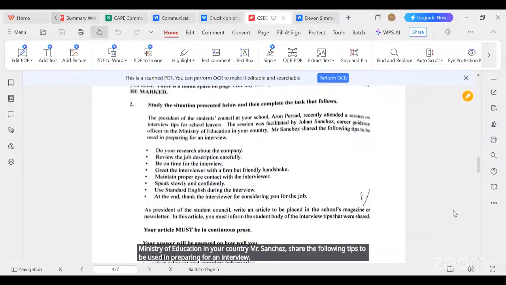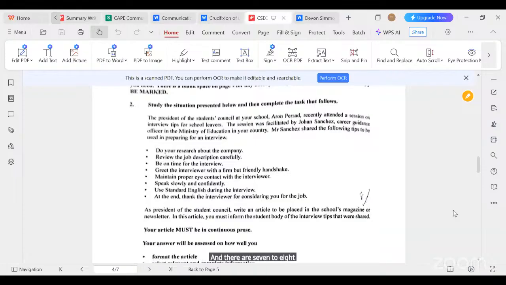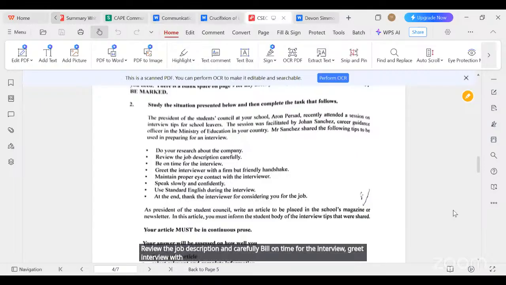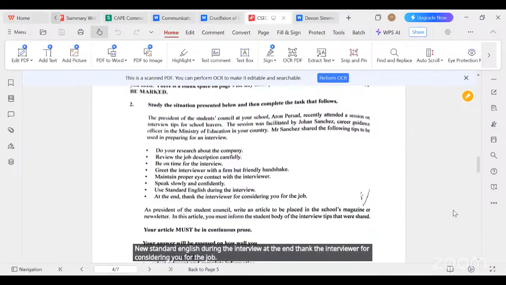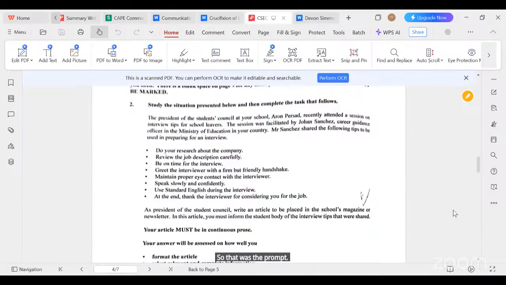And there are seven to eight tips here. Do your research about the company, review the job description carefully, be on time for the interview, greet the interviewer with a firm but friendly handshake, maintain proper eye contact with the interviewer, speak slowly and confidently, use standard English during the interview. At the end, thank the interviewer for considering you for the job. So that was the prompt. That's the situation that was given to you. Now, this is the task that you are asked to do.